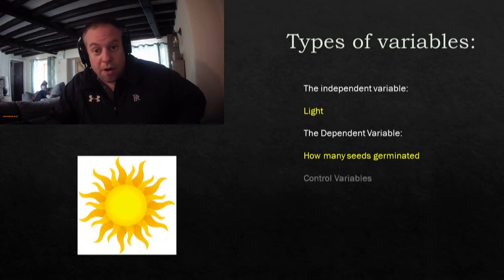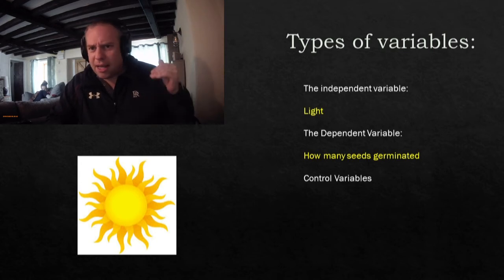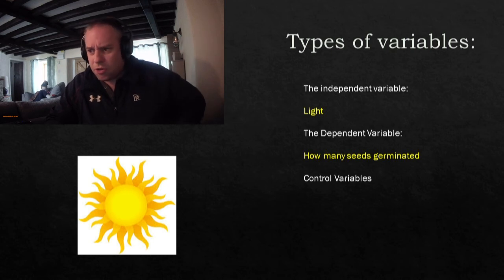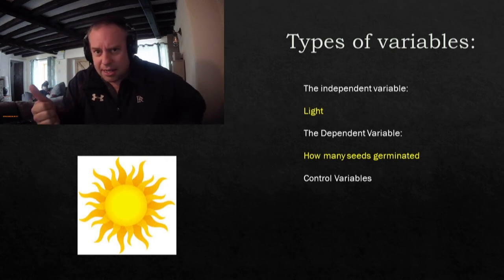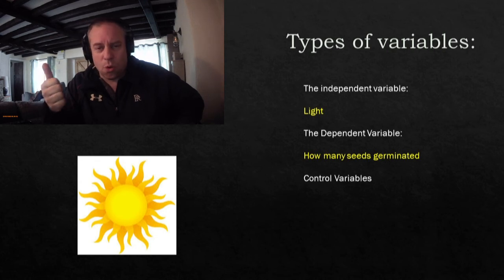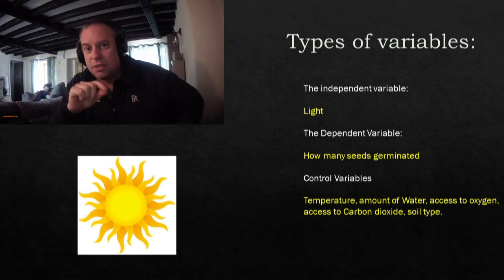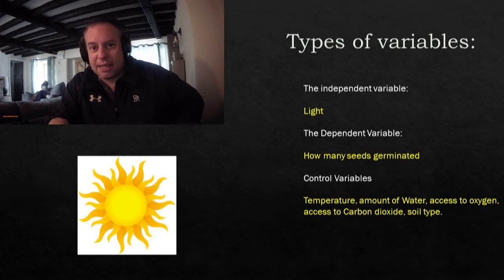We've then got control variables. These are going to be all of the variables that we're going to keep the same. So we would go back to that original list. We had those 6 variables that could affect them. We've chosen, in this case, light as our independent variable. That means all the others, that's temperature, amount of water, access to oxygen, access to carbon dioxide, soil type, all of those need to remain the same. And as long as you keep them the same, that makes it a fair test.